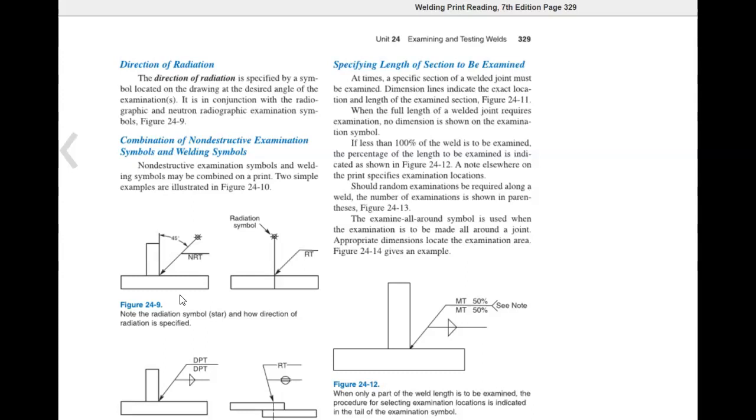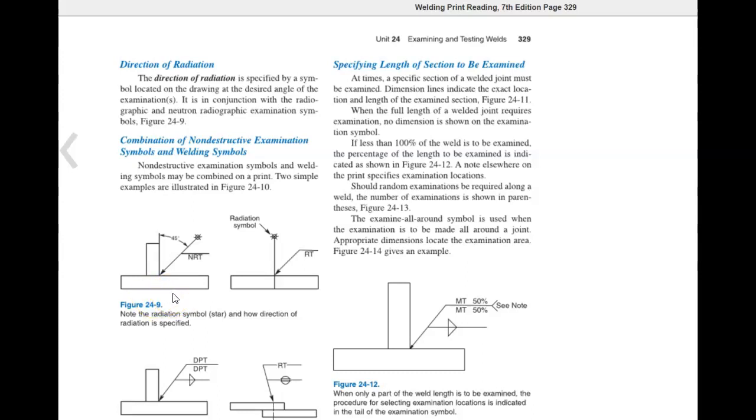If less than 100% of the weld is to be examined, the percentage of the length to be examined is indicated as shown in Figure 24-12. A note elsewhere on the print specifies examination locations. Should random examinations be required along a weld, the number of examinations is shown in parentheses. Figure 24-13.